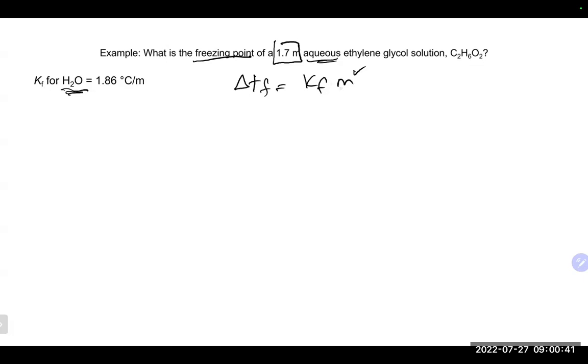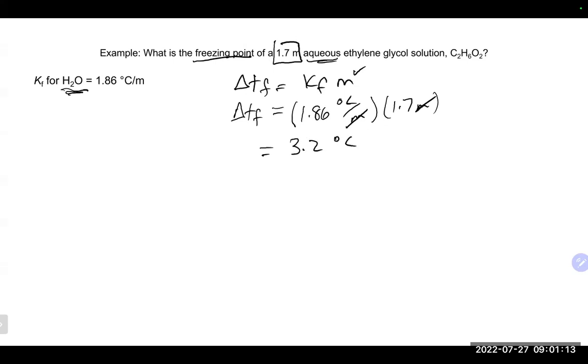And really at this point, that's all we need here. So we'll put it in here. The change in freezing point temperature would be our Kf from the table times our molality, which actually was given to us. Again, if it wasn't given to you, you would then need to calculate the molality using moles divided by kilograms of solvent. Here, the molality will cancel, and that will give us 1.86 times 1.7. We'll call it 3.2 degrees Celsius.